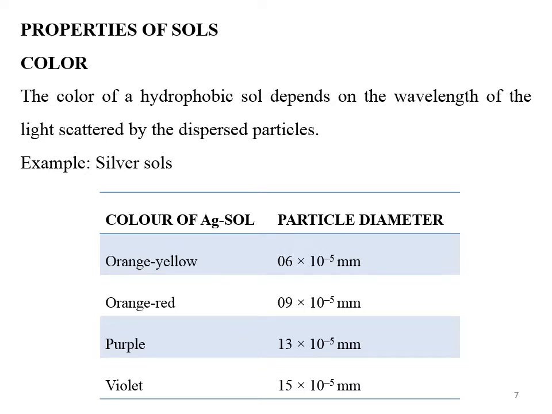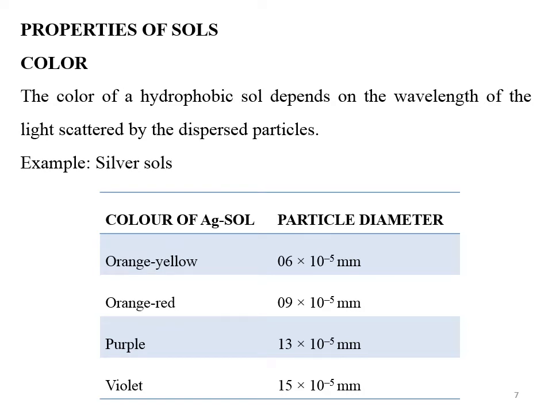It means if the particles have different sizes, then they will exhibit scattering of radiations of different wavelengths. And similarly, if two materials have the same particle size but they have different nature, for example, one colloidal system is of silver and the other colloidal system is of gold, both the silver and gold particles have the same diameters, but due to the difference in their nature, the color of the sol will also be different.